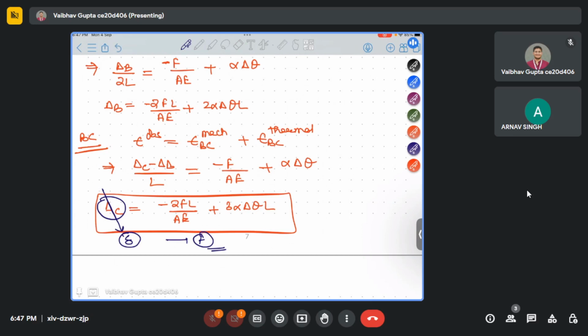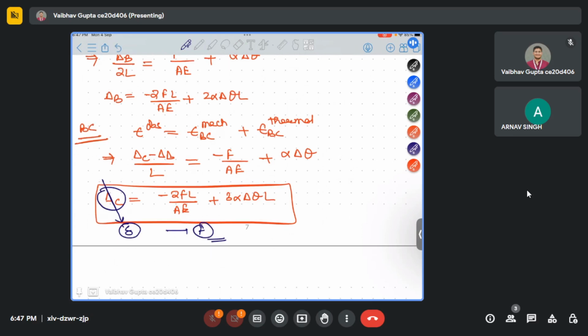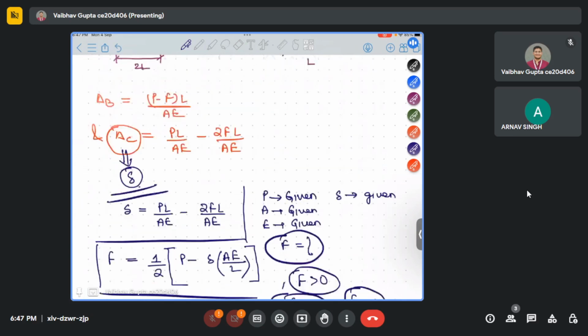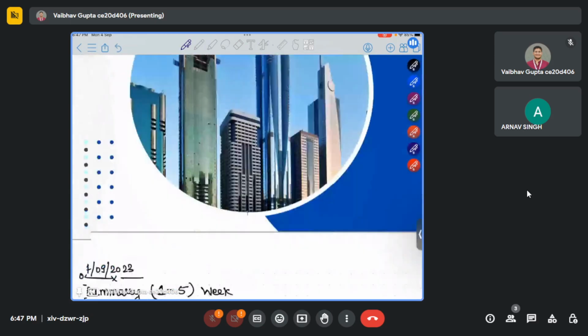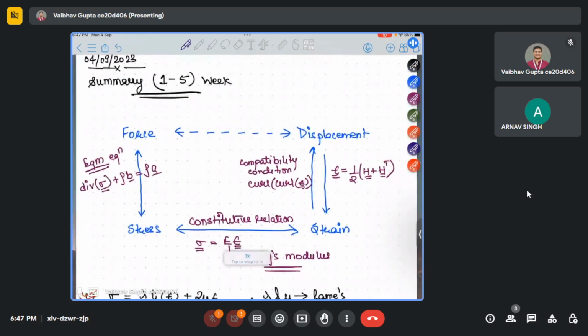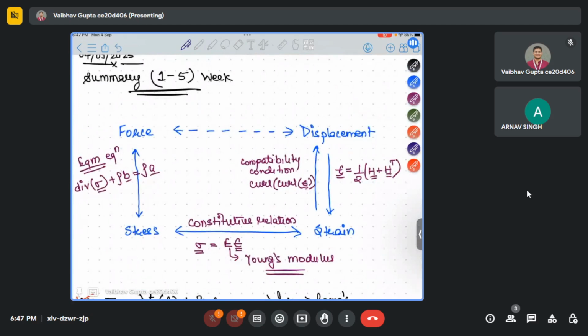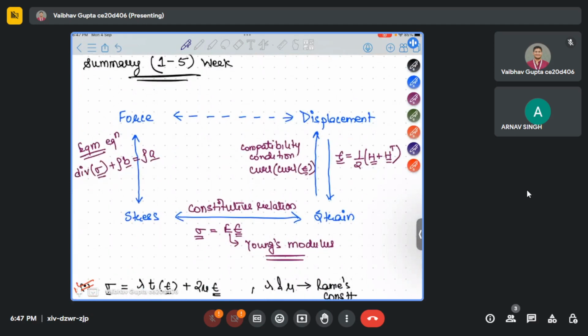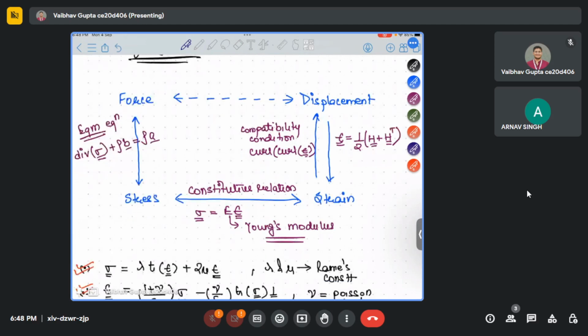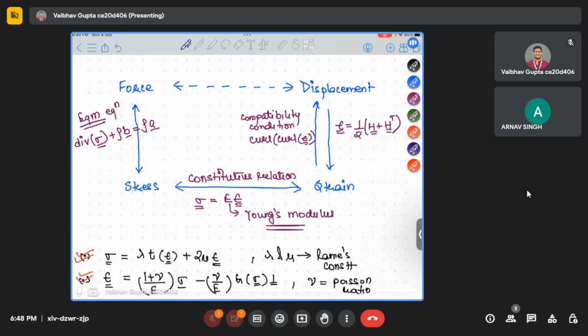Just now Arnav has joined. So Arnav, I'll give you a recap of what we have covered in this live session. First we studied the summary of weeks 1 to 5: 4 concepts were given, force, displacement, strain and stress. We defined each of them properly and derived the expressions relating them: displacement to strain with the help of the displacement gradient, stress to strain with the help of the constitutive relation, and force to stress with the equilibrium equation, which is divergence sigma plus rho b equal to rho a.